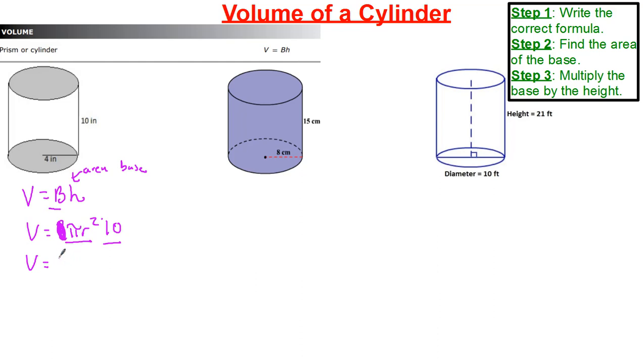So volume is equal to 3.14. Our radius is going to be equal to 4. And then our height is going to be equal to 10. So volume is going to be 16 pi, basically, times 10.